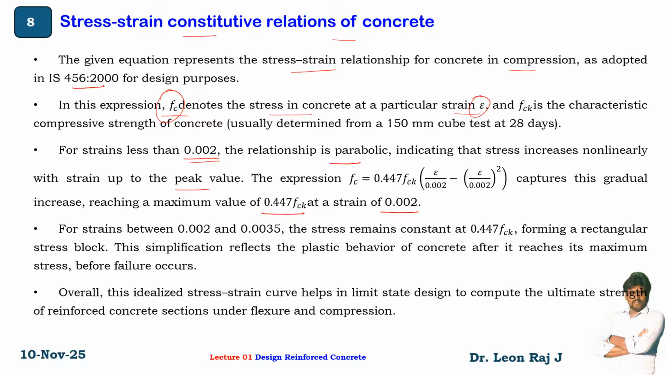For strains between 0.002 and 0.0035, stress remains constant, as I explained in the stress strain graph, forming a rectangular stress block. This simplification reflects the plastic behavior of concrete after it reaches the maximum stress before failure occurs. Overall, this idealized stress strain curve helps in limit state design to compute the ultimate strength of reinforced concrete sections under flexure and compression.